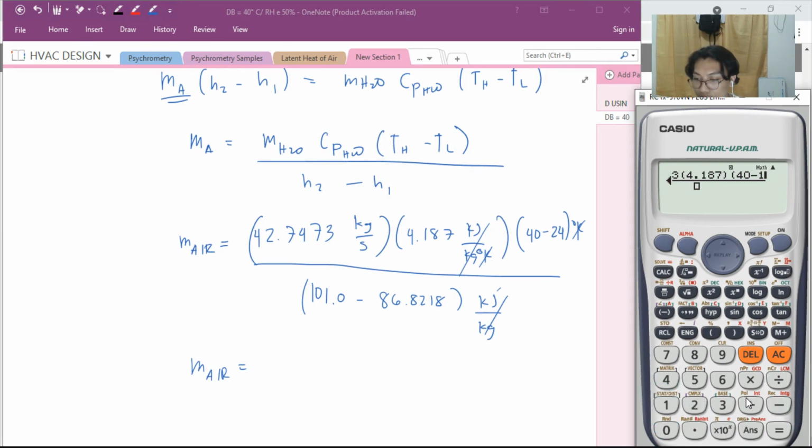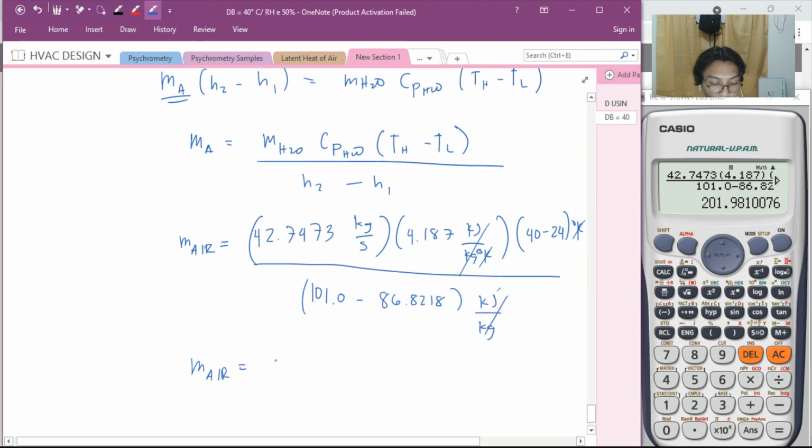40 minus 24 over 101.0 minus 86.8218. The answer is syntax error, dahil sobra tayo ng parenthesis. That is 201.981 kilogram in every second. That is the mass of air that is induced to your cooling tower.